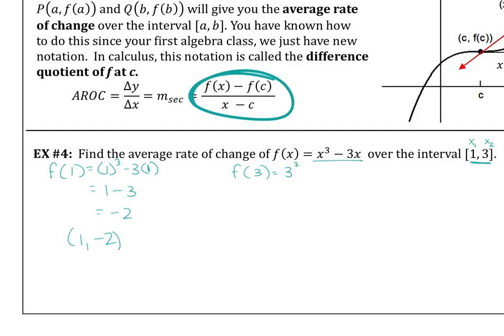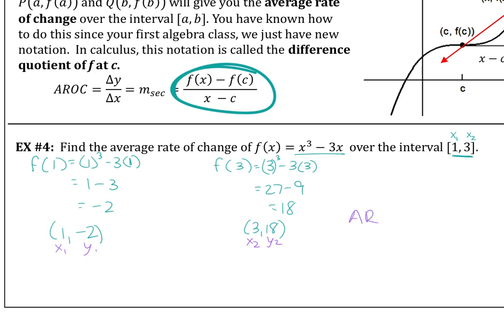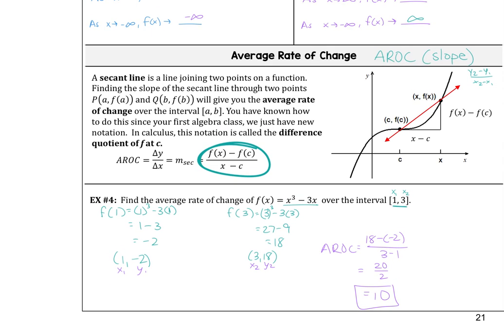And then 3 cubed minus 3 times 3, 27 minus 9, 18. So (3, 18). Now that we have x1, y1, x2, y2, we can find AROC, which is y2 minus y1, so 18 minus negative 2 over 3 minus 1, 20 over 2, 10. So 10 is our answer. Okay, that is AROC, average rate of change.